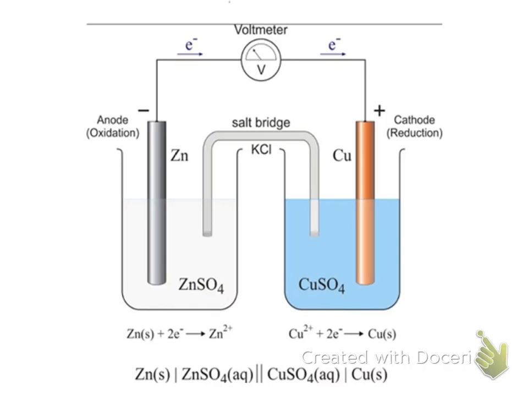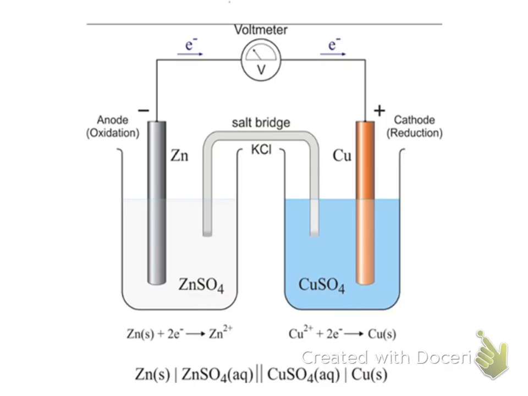I would write an ox for anode and oxidation. And then notice that the electrons are flowing from the anode to the cathode, and that's the fat cat, because eventually the cathode would get fatter and get bigger. Okay? The voltmeter is just there to measure the voltage that is produced by this particular reaction.